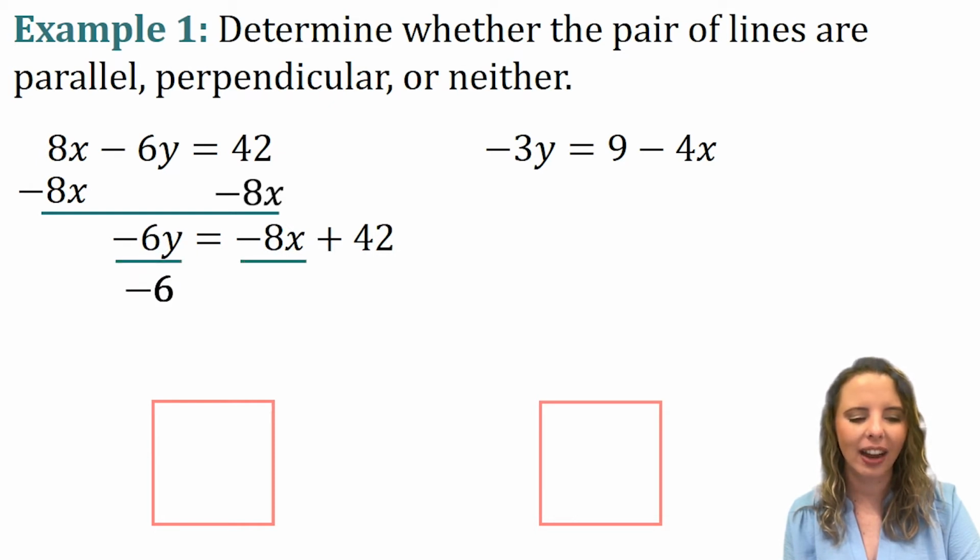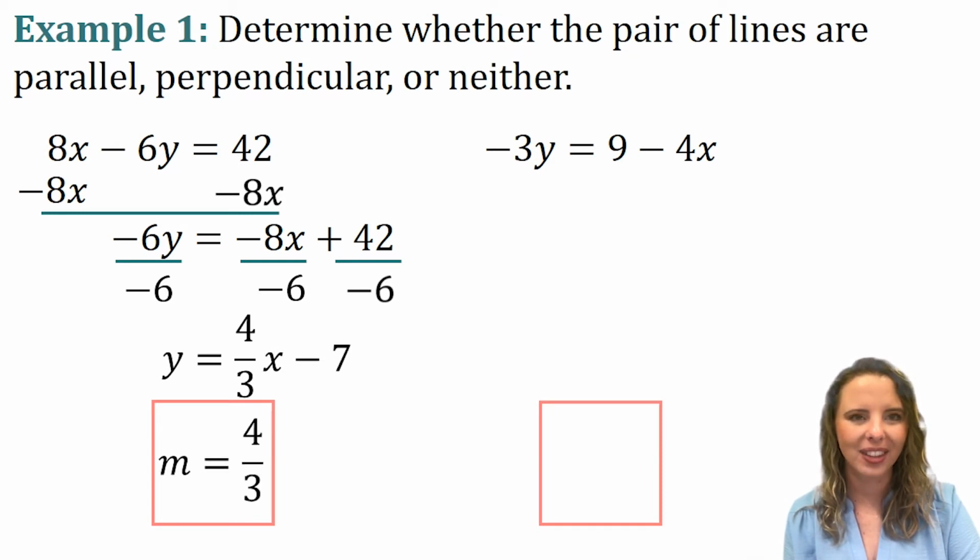We then need to divide everything in the equation by -6. So -8 divided by -6 is 4/3, and 42 divided by -6 is -7. So our slope is 4/3.